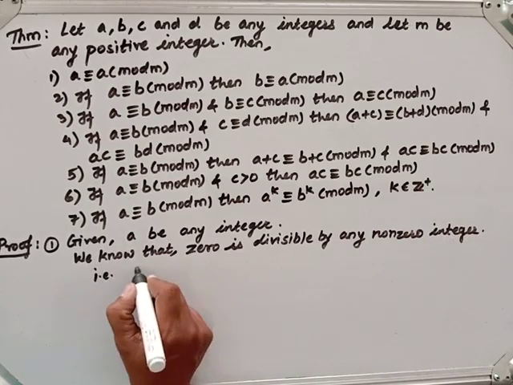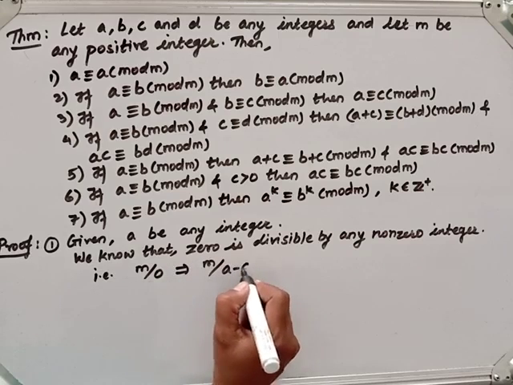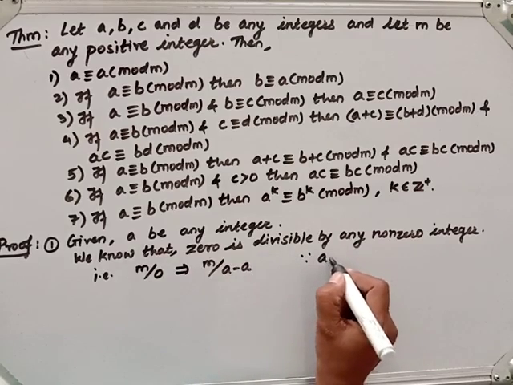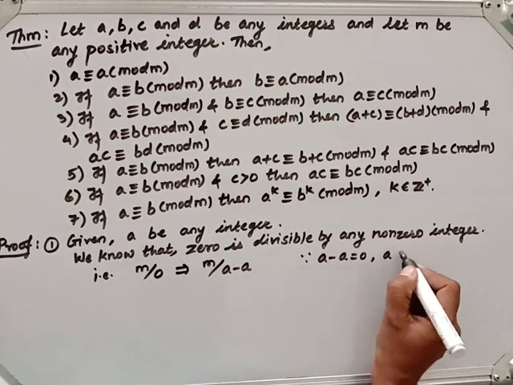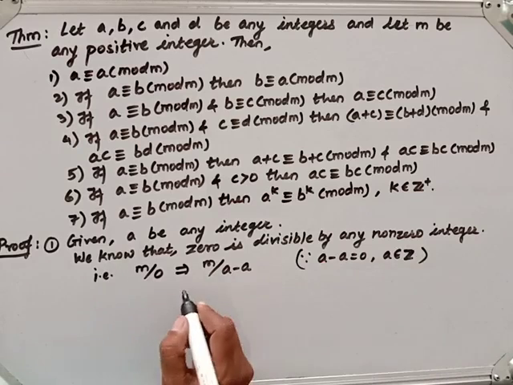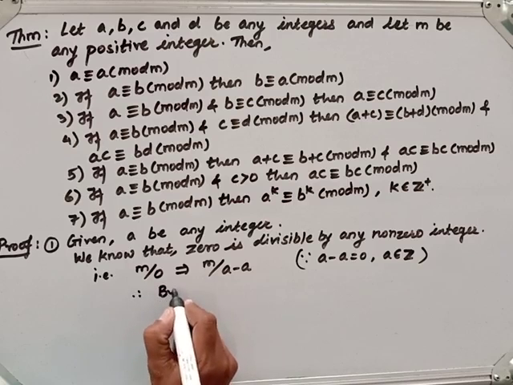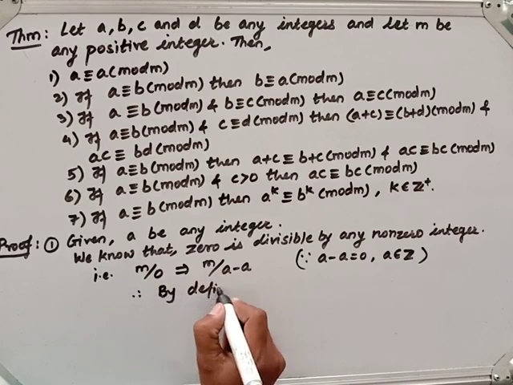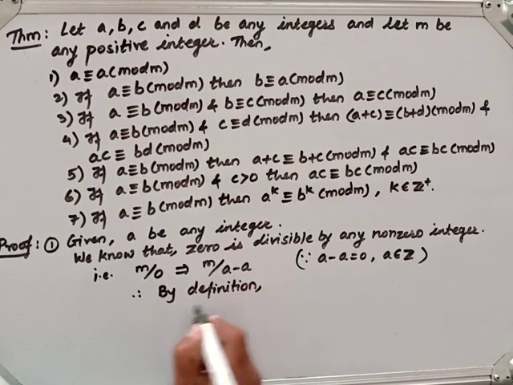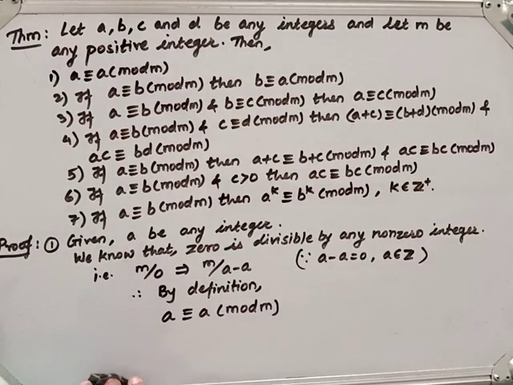That is, M divides 0. That can be written as M divides A minus A. As A minus A is what? 0. A belongs to Z, A is any integer, then A minus A will be 0. So, as M divides A minus A, therefore, by definition of congruence, A is congruent to A modulo M. This is the answer here.